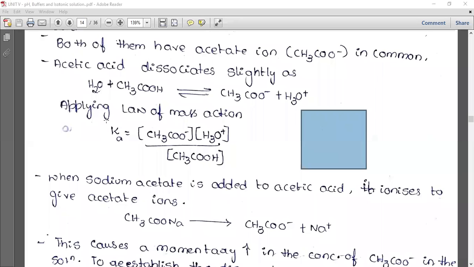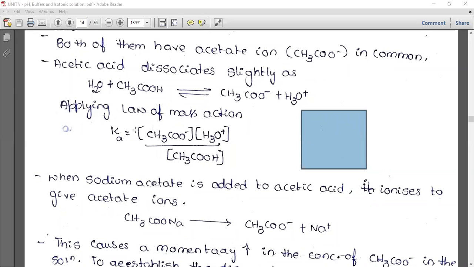Because of this, in this particular equation, the concentration of acetate ion in the numerator increases. Right? How does it increase? Because we are introducing sodium acetate, acetate ion concentration in the numerator increases. Even in the system, there is an increase in acetate ion. So here, there is an increase in the concentration of acetate ion.